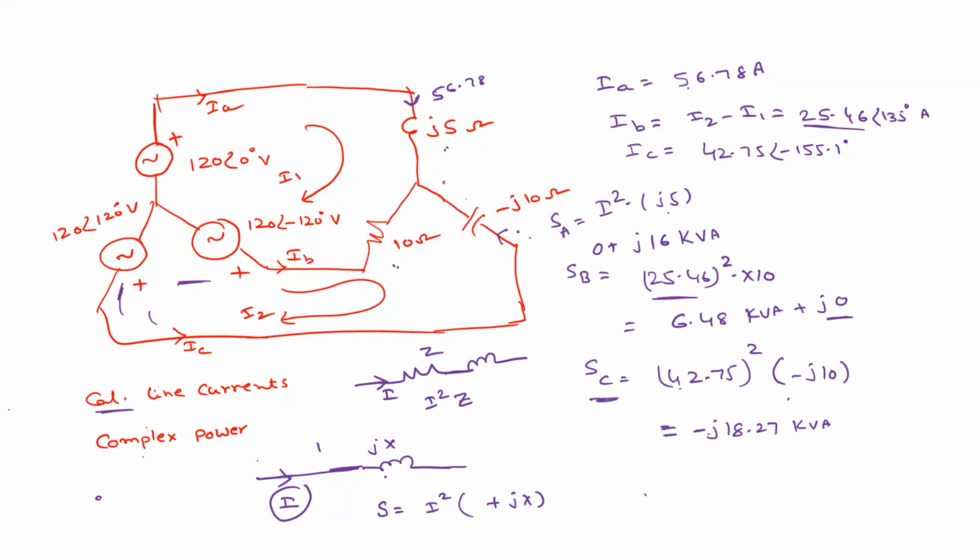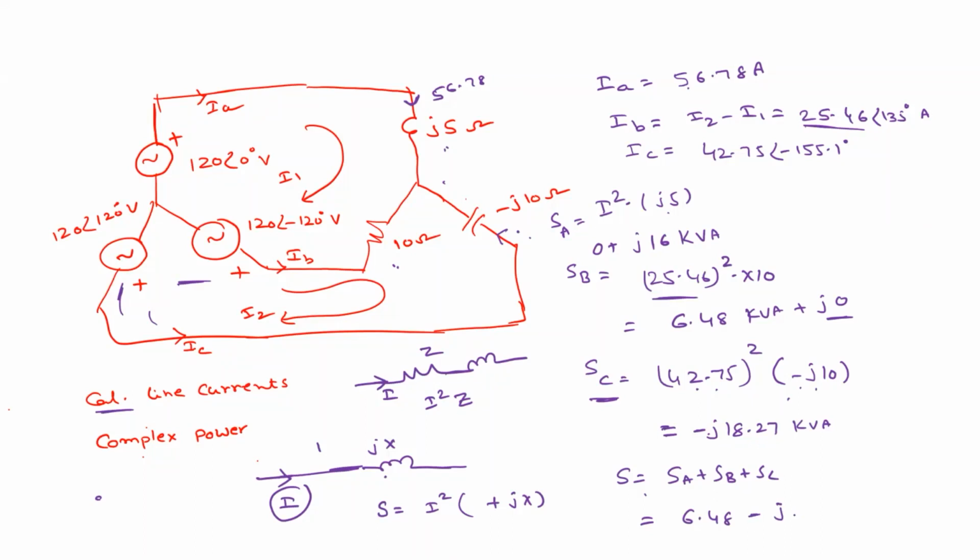Similarly for SC, the current that is flowing is 42.7, so this is minus J10. Now what is the complex power? SA plus SB plus SC. If we add all these three, real parts and reactive parts, what exactly will you get? This is 6.48, agree? Plus J16 kVA minus J18.27 kVA, right? So how much is it? Minus 2.27.